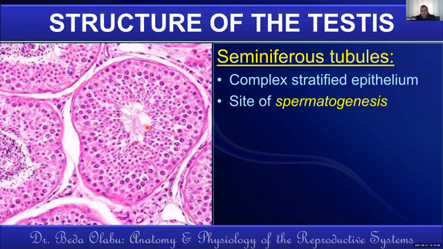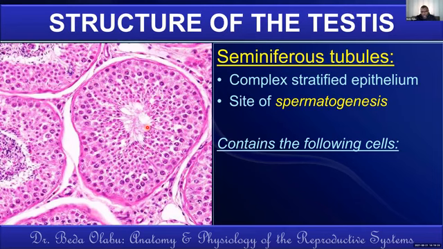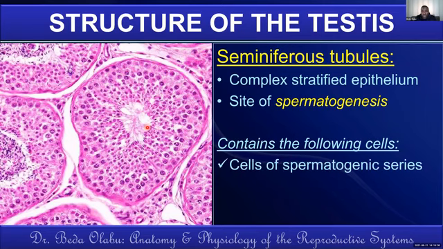This complex stratified epithelium forms the site of spermatogenesis. And so that brings us to one key role of the testis, the site of spermatogenesis, production of sperms. The seminiferous epithelium itself has a number of cell types. There are varieties of cells which are in the seminiferous epithelium. One of those varieties is basically the cells of the spermatogenic series. The cells of the spermatogenic series refer to the cells which are in the lineage of the formation of sperms.